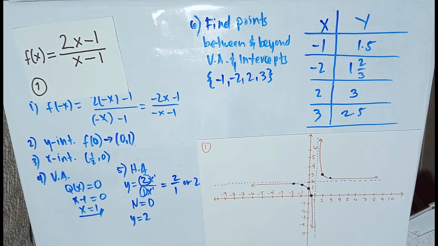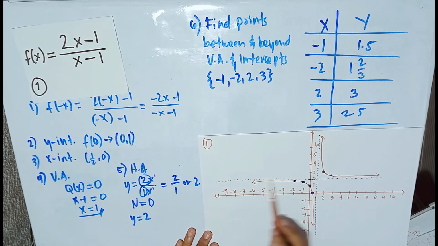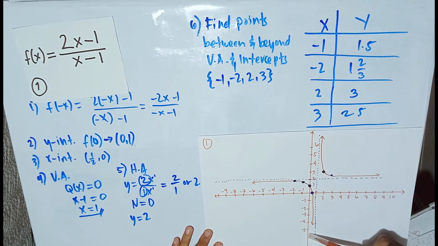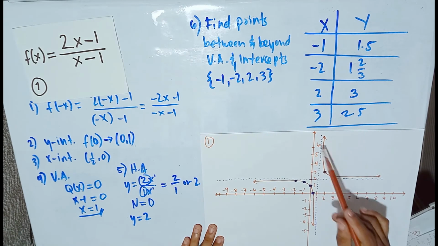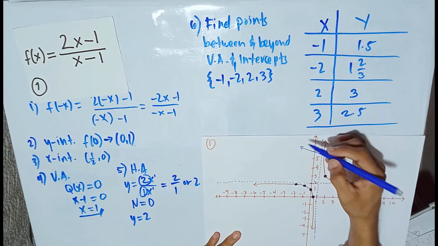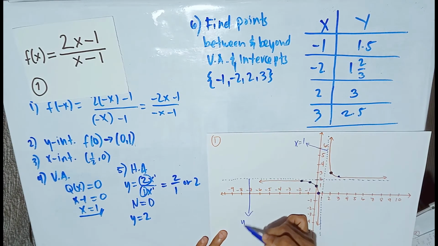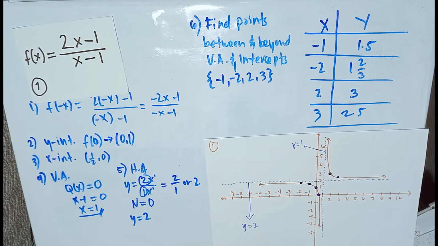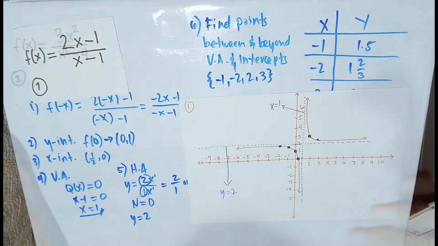Now, ibig sabihin po niyan, ang masasabi po natin dyan is yung solution will approach this horizontal asymptote and vertical asymptote. It will not cross that asymptote. It will just approach that asymptote. So dito meron tayong nakuhang asymptote na x is equal to 1 at ito naman horizontal asymptote natin is y is equal to 2. It will approach x is equal to 1 and y is equal to 2 but it will never cross that line. So this will be our solution for example number 1.